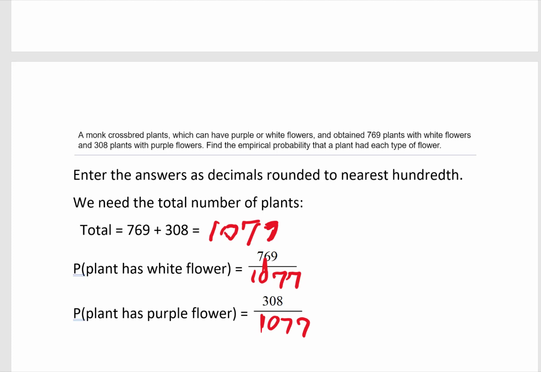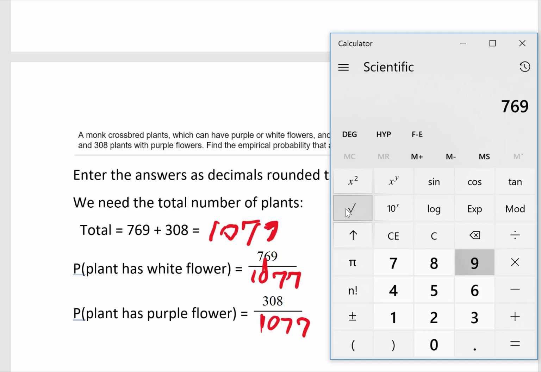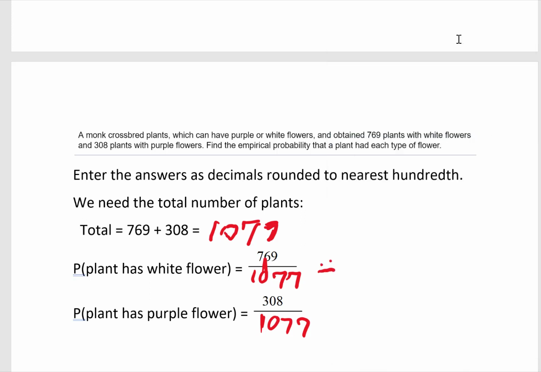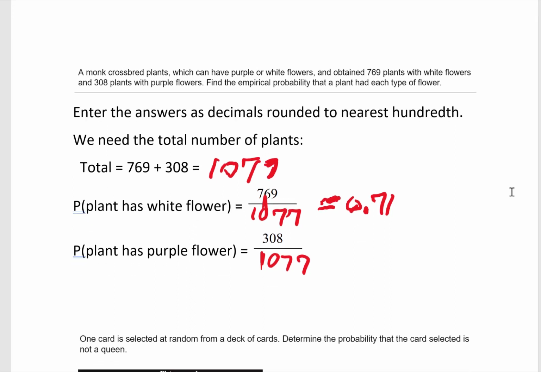And if I take my calculator again, and I take the 769 and divide by the 1077, and round to the nearest hundredth, so that would be 2 decimal places, it's going to be 0.71. Now, in this section, I learned about complements, and I know that if it's not a white flower, it must be a purple flower. So I could do the division, but I can also subtract 0.71 from 1 to get 0.29.